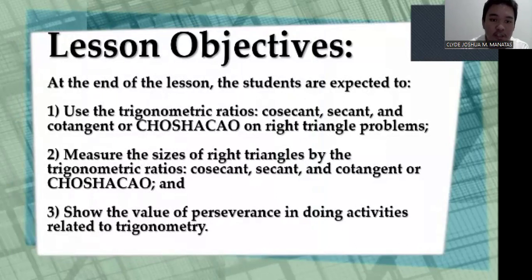Number two, measure the sizes of right triangles by the trigonometric ratios cosecant, secant, and cotangent, or Choshakal. And number three, the last one, show the value of perseverance in doing activities related to trigonometry. Okay? Before we discuss the topic further, let's have an activity.